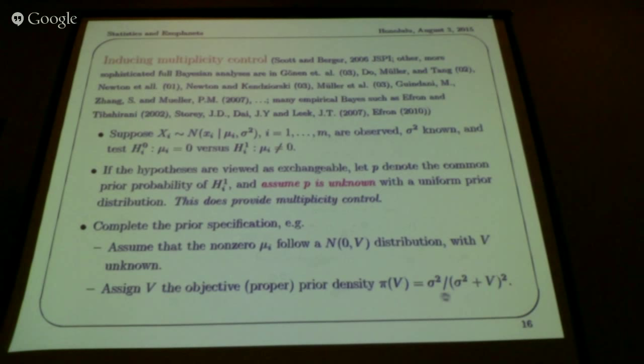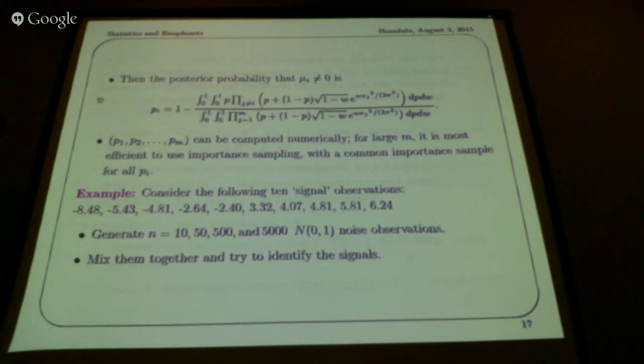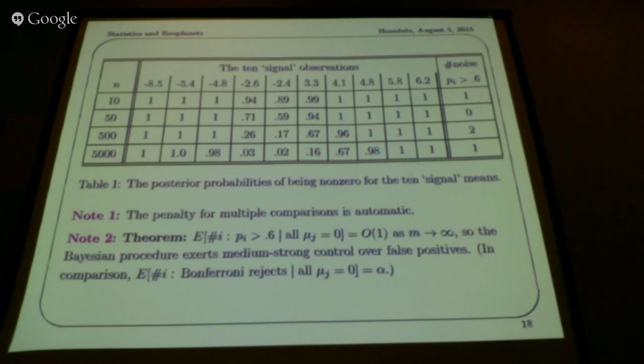You now just go and do some Bayesian computation. In this particular one, it's not so convenient to do an MCMC. It's actually much easier simply to write out the posterior probability of each model in terms of an expression that you can deal with more or less analytically. Each of these integrals has to be computed by importance sampling, but it can be done very efficiently. And you get the posterior inclusion probabilities, the probabilities that the mu i's are not zero. I had a little example here showing how it controls for multiplicity, but I'll skip it because of time. And again, it has both Bayesian and frequentist control for multiplicity.